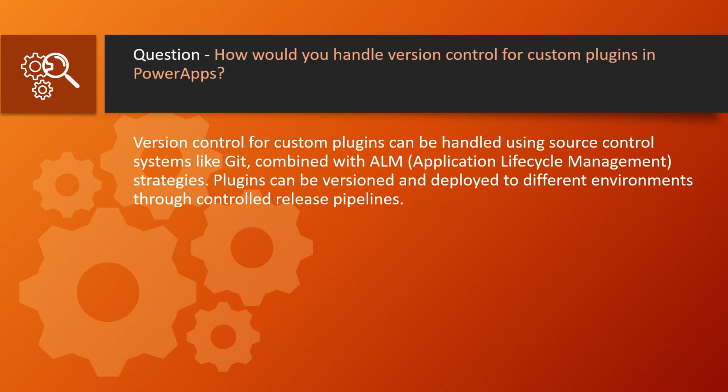How would you handle version control for a custom plugin in Power Apps? Version control for a custom plugin can be handled using a source control system like Git, combined with ALM, application lifecycle management. Plugins can be versioned and deployed to different environments through a controlled release pipeline.